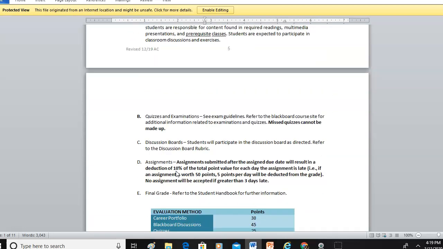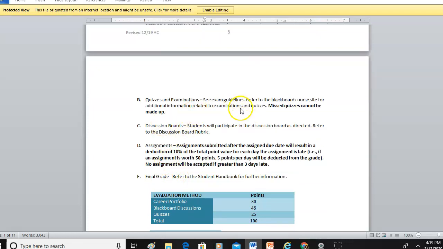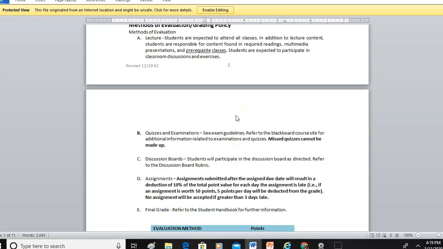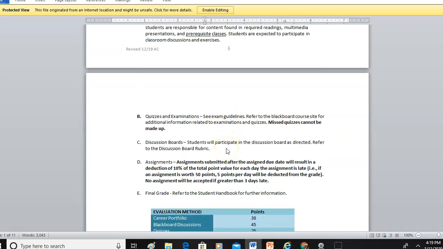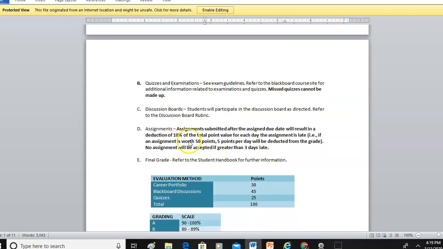There's also the method for grading. So you can see here that we have quizzes and examinations, mainly just quizzes for us, and we are doing those weekly. We're also going to have discussion boards, which is where you're also going to receive points, and then a final assignment. Note that the final assignment does have a due date, which is that last Sunday after our last Wednesday class, and I'll go over that in a moment. If it is turned in late, there is a deduction for every day it's turned in late up to 3 days, and then after that, it will not be accepted at all.